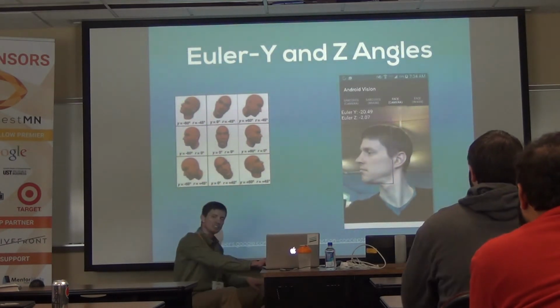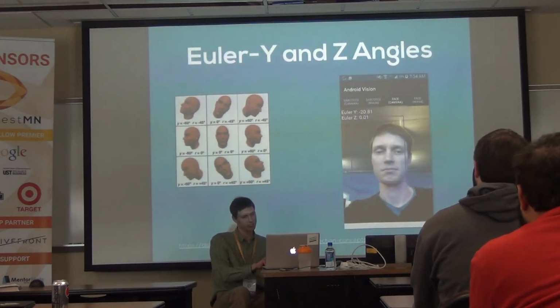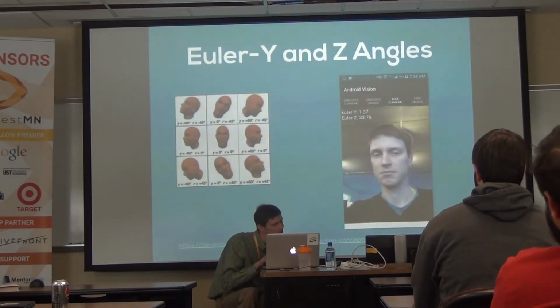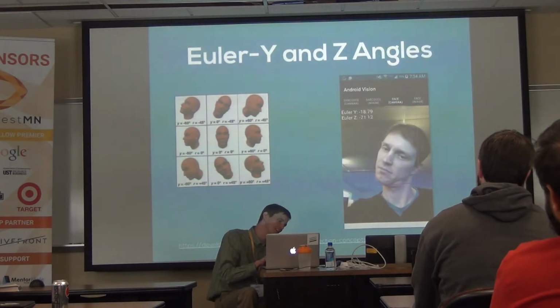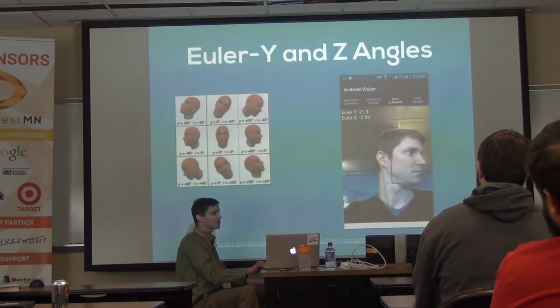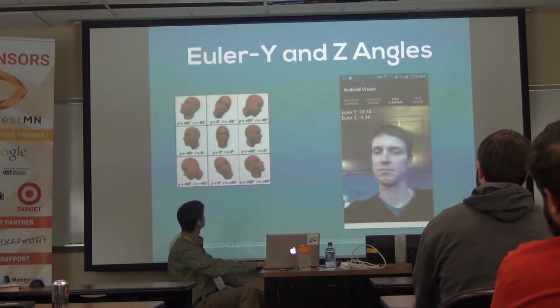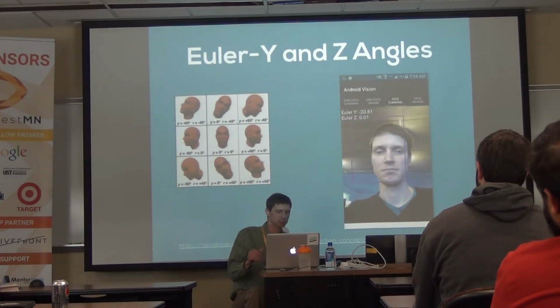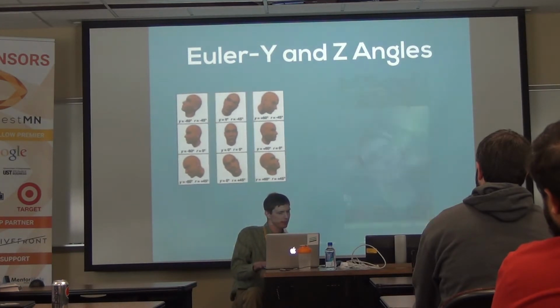And then the roll is which way your head is actually tilted. If you're tilted to the left, it's negative. If you're tilted to the right, it's positive. The actual angle that we care about here is the Euler-Y angle. That plays a big part in which landmarks are actually detected.